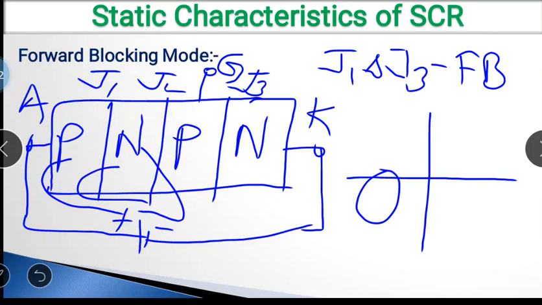This portion is reverse blocking mode. And this is the forward blocking mode. If we apply the anode voltage, the anode is positive with respect to the cathode, so some leakage amount of current will flow. Some small leakage current will flow, in milliamperes. So in forward blocking mode there is no conduction of current, that means the SCR is still in the off state.